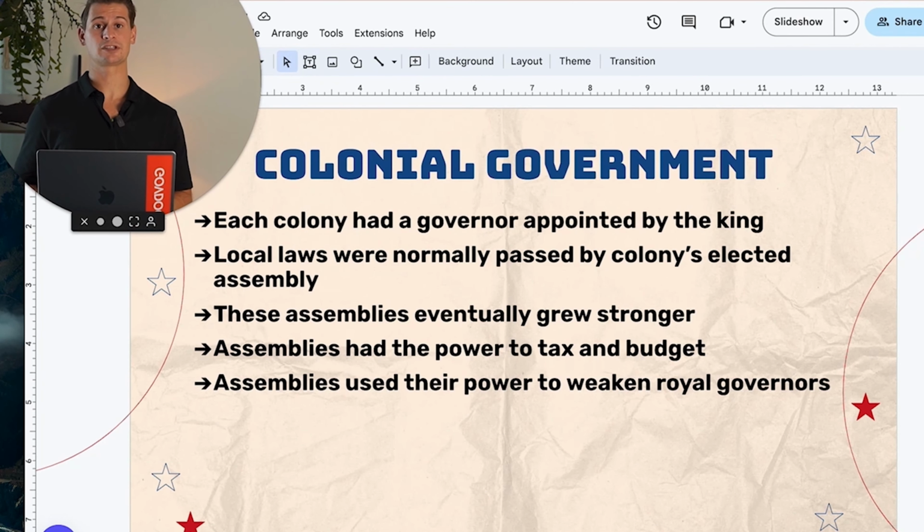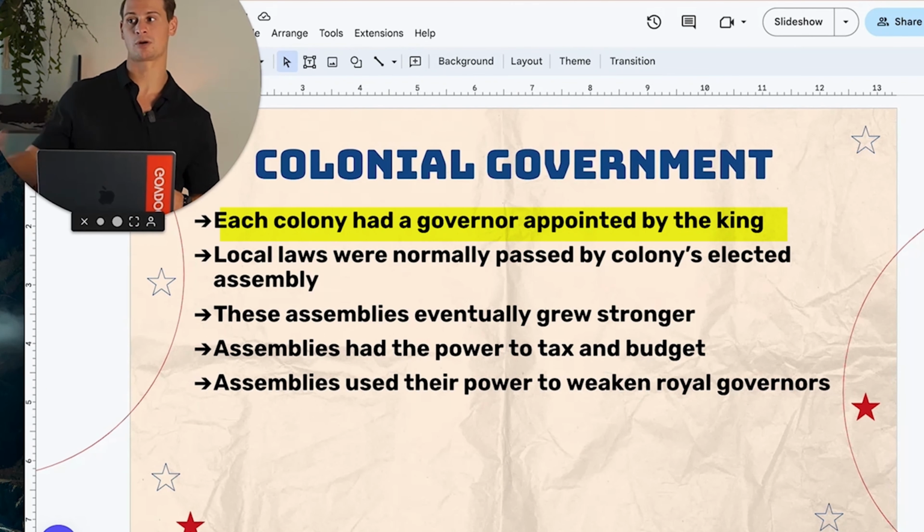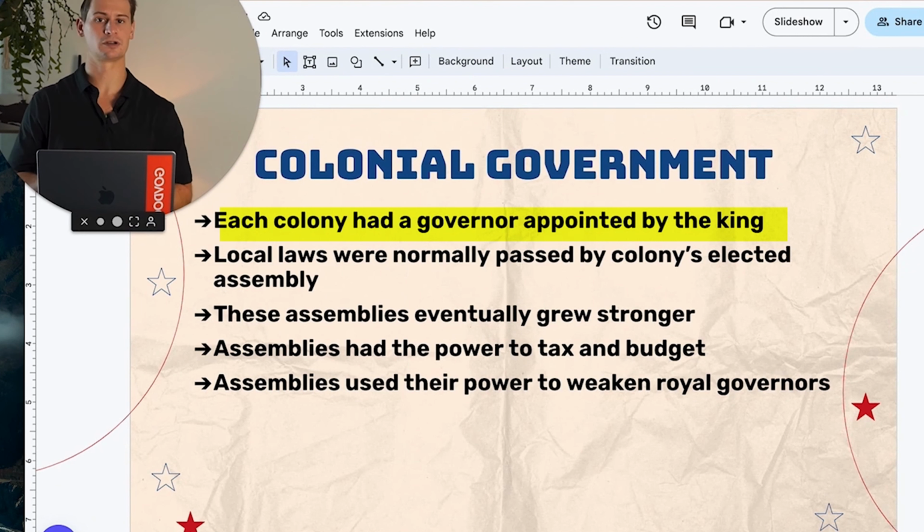Talking about colonial governments, each colony had a governor appointed by the king. So the king would say, hey, I want you to go control Virginia. I want you to go govern over New York. Laws were normally passed by the local assembly. Eventually, these assemblies grow stronger. They have powers such as the ability to tax and budget.